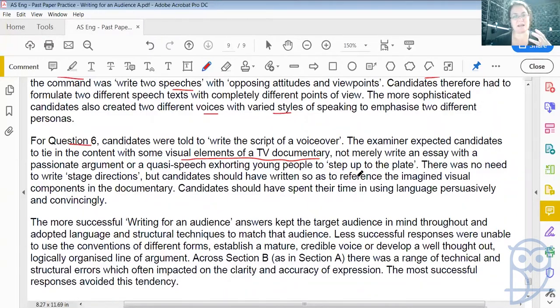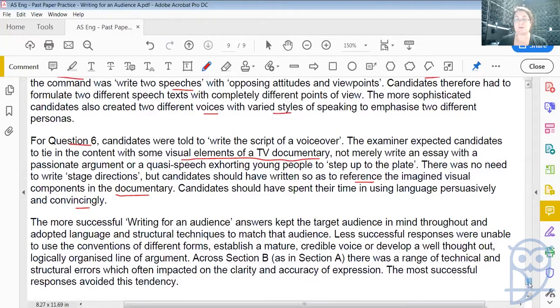Let the reader imagine what is going on. There was no need to write stage directions, but candidates should have written so as to reference the imagined visual components in the documentary. So it's not like you have stage directions completely separate. They can be part of the script. Okay? Candidates should have spent their time in using language persuasively and convincingly. We must do this. It's urgent that we take care of the environment. So this is the persuasive factor that would have to come through here.